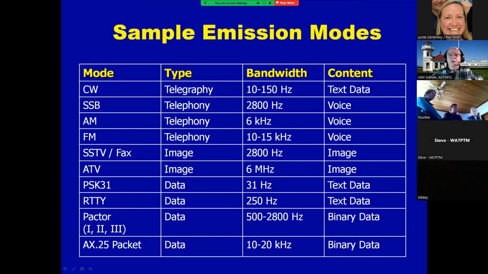PSK31 is a data mode of phase shift keying. I forget where the 31 came from, but, well, it was the width, 31 hertz. That's right. RTTY is radio teletype. PACTOR are two modes of data transmission for HF. And AX25 packet is a data transmission primarily for UHF, VHF.